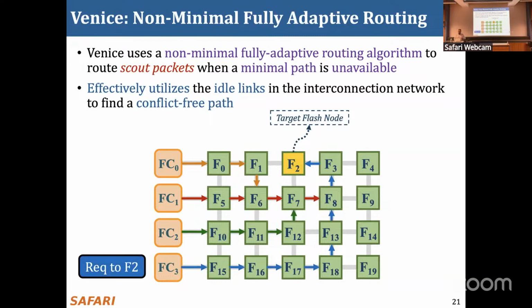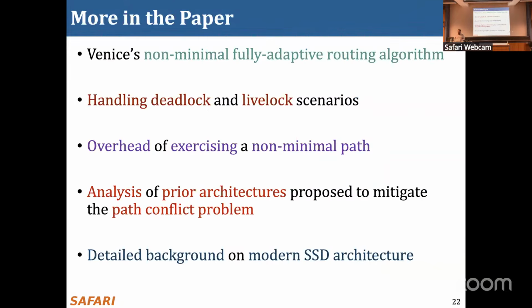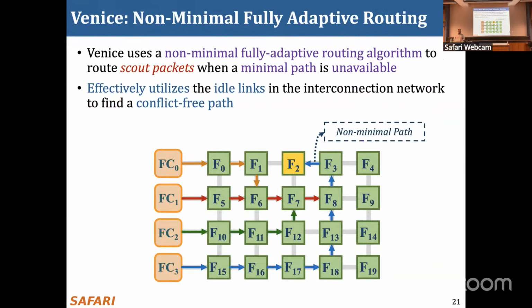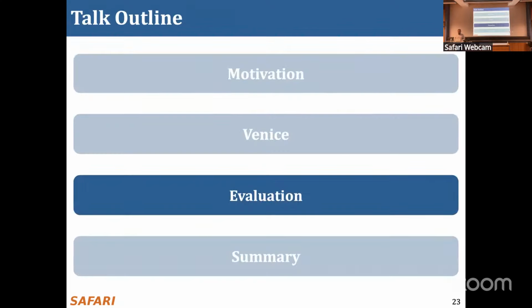Now here is where the non-minimal routing algorithm comes into play. So you try to route it in a non-minimal way to the target flash node, F2. And with that, you can increase how much you benefit from path diversity. There is a lot more in the paper, which I don't have time to go over, like how we handle deadlock, livelock, and many other things.